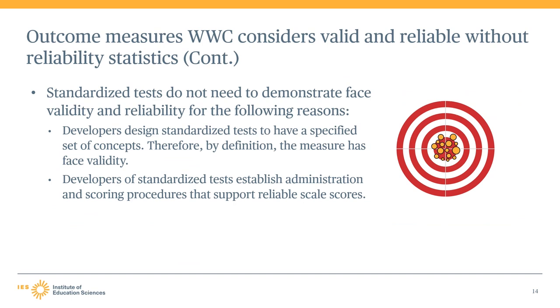Standardized tests are a common type of administrative records used in education studies to estimate the impact of an intervention. A standardized test is an assessment given to all test takers using the same set of procedures. In most cases, standardized tests have established administration and scoring procedures. Generally, the measure reports scores in relation to a normed sample so that people can compare scores from different settings. Again, the WWC typically assumes that standardized tests, which are a type of administrative record, demonstrate face validity and reliability.